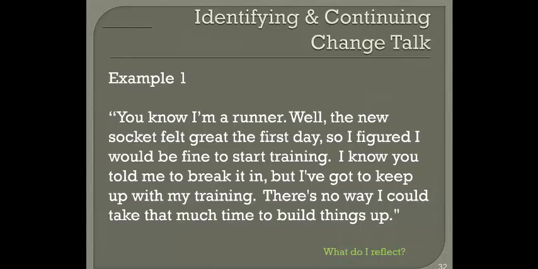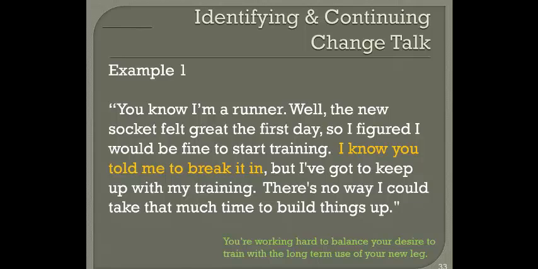While it might seem at first or on the surface highly peppered with sustained talk, there is, in fact, one area of change talk that we can hone in on and focus. And that would be this: "I know you told me to break it in," an indication that the patient was, in fact, listening, understands the guidelines and perhaps parts of the process for what they need to do in order to be successful with their socket.